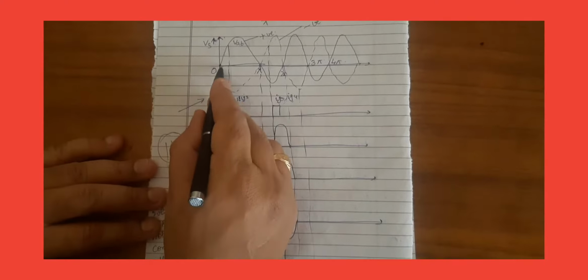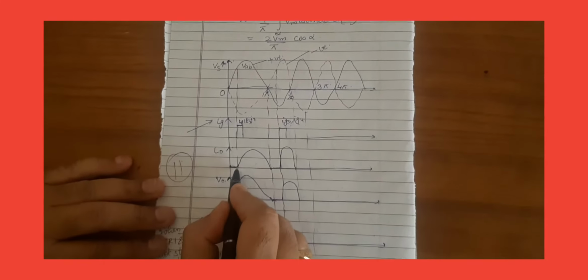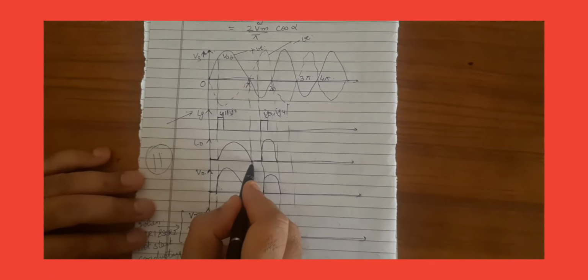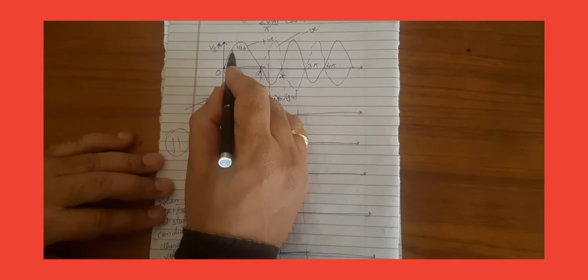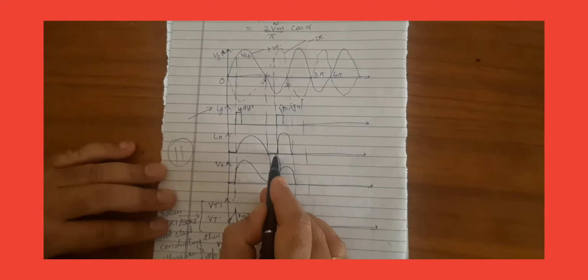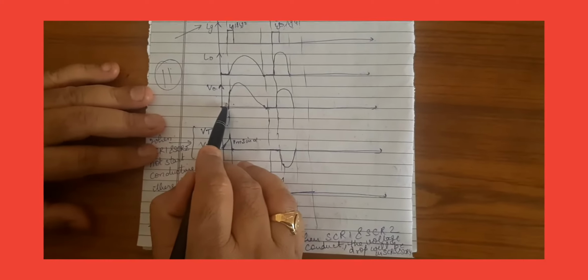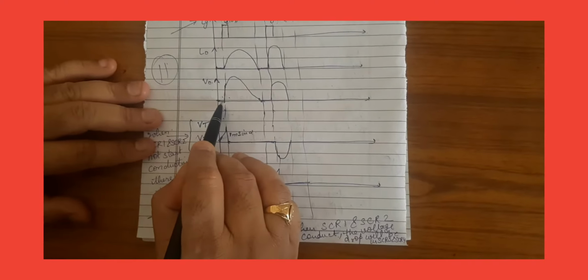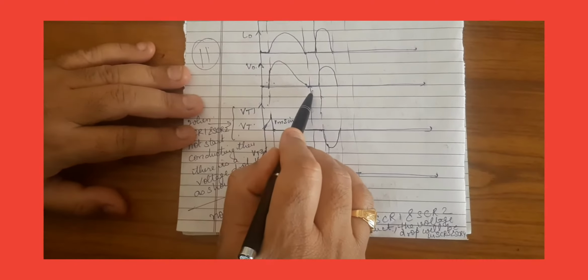Now the load current will be 0 until we apply the firing angle, then the load current will start flowing when the SCR fires, and it will become 0 at the negative half cycle. Now the output voltage will follow the input voltage after this point, which is the firing angle. Up to this the SCR will not conduct, and after that the SCR will start conducting.